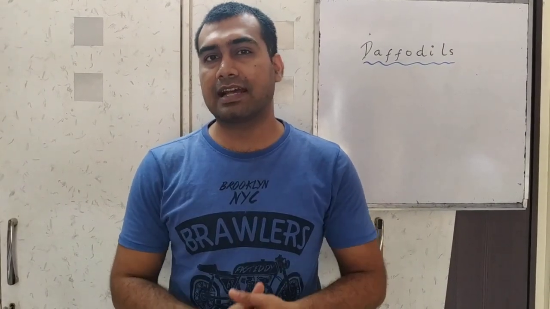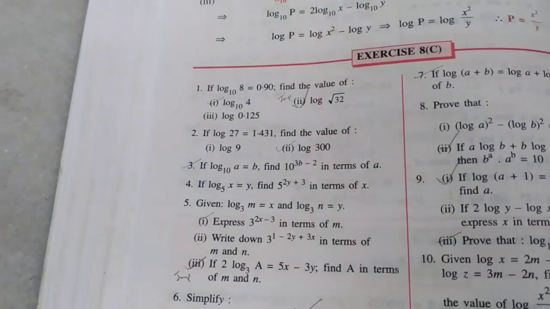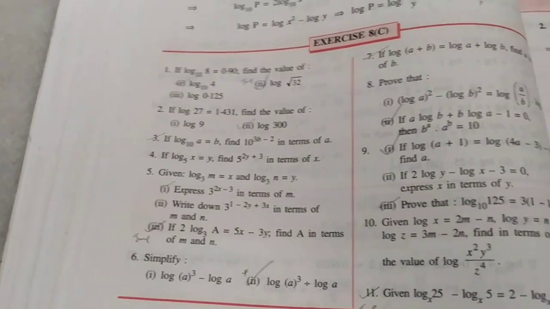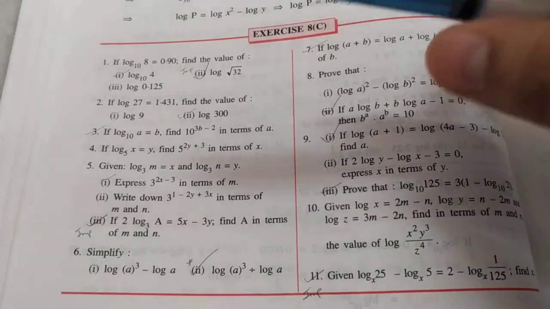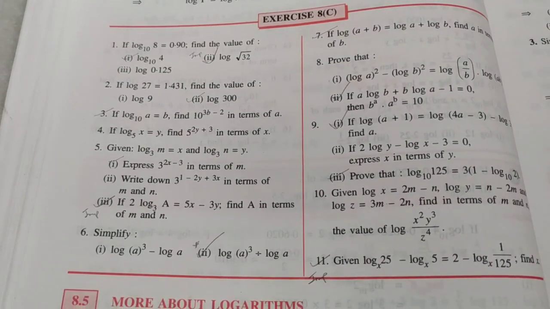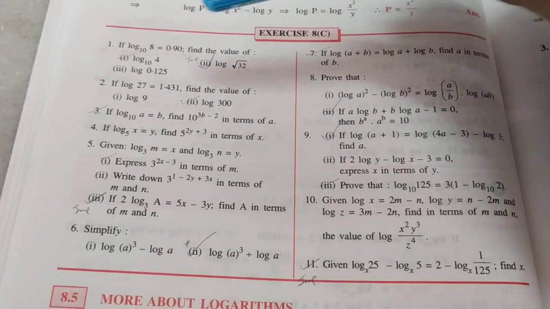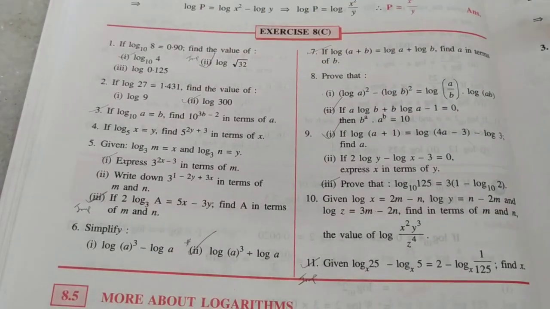Let's study 9th standard ICSE Math exercise 8C. In this exercise, mark the sums 5.3 and 11th as IMP, and even 1.2. Let's start with 1.1.